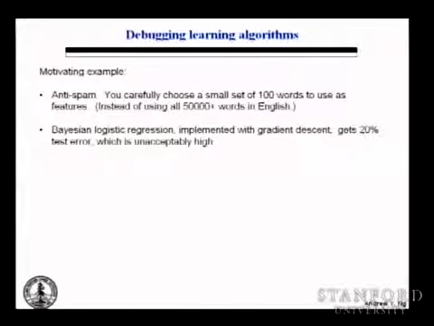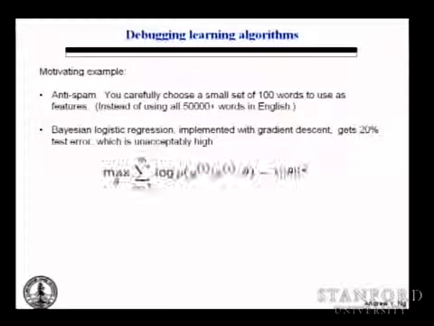As a motivating example, let's say you want to build an anti-spam system. And let's say you've carefully chosen a small set of 100 words to use as features. So instead of using 50,000 words, you've chosen a small set of 100 features for your anti-spam system. And let's say you implement Bayesian logistic regression, implement gradient descent, and you get 20% test error, which is unacceptably high.